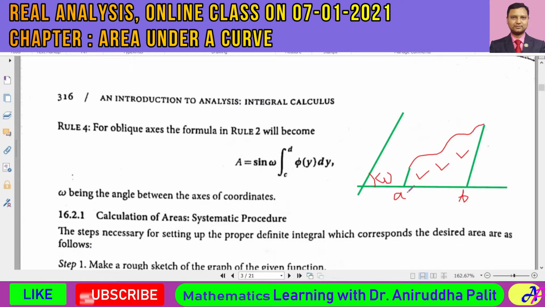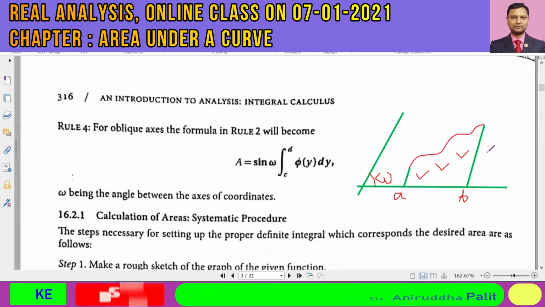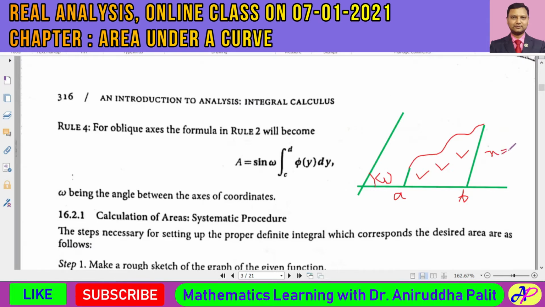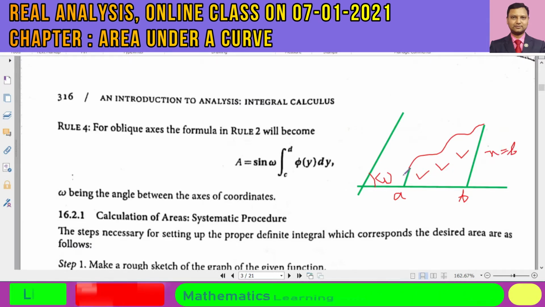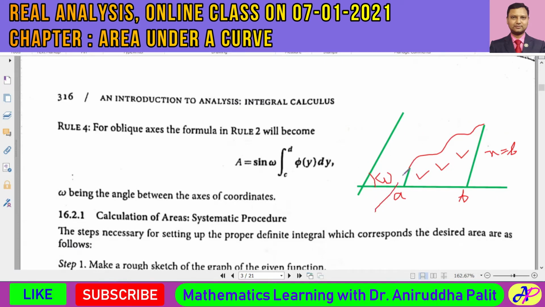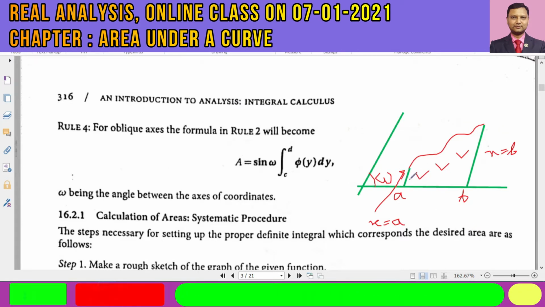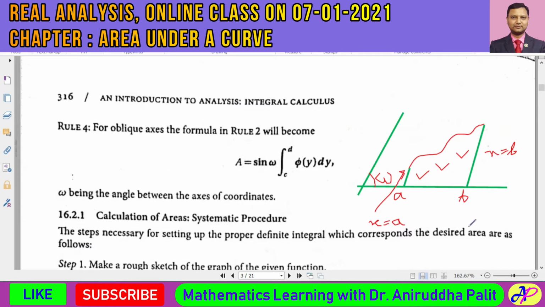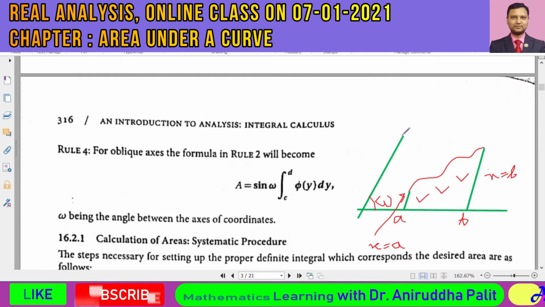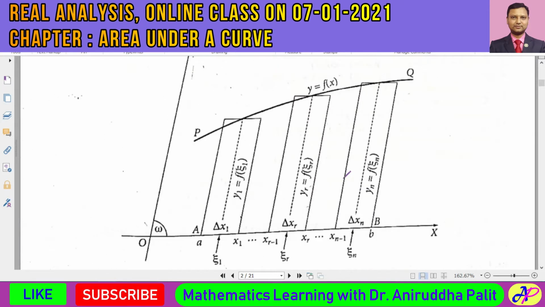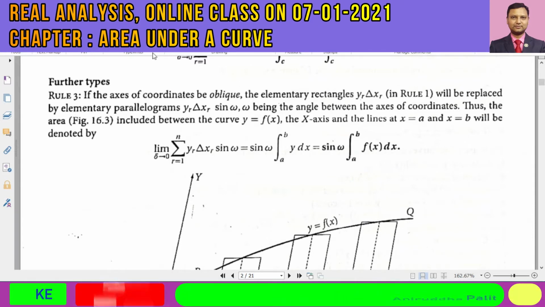Then these straight lines, which are parallel to the y-axis, will be written as x is equal to b. And this straight line will be written as x is equal to a. These are parallel to the y-axis. Okay, and in that case, where is the formula? The formula is this one.